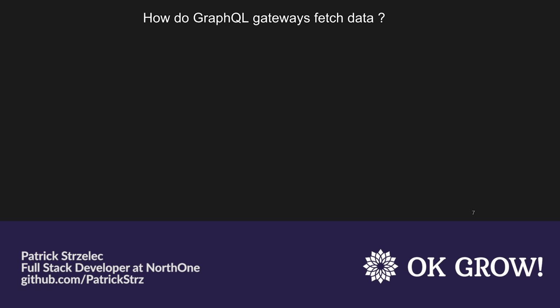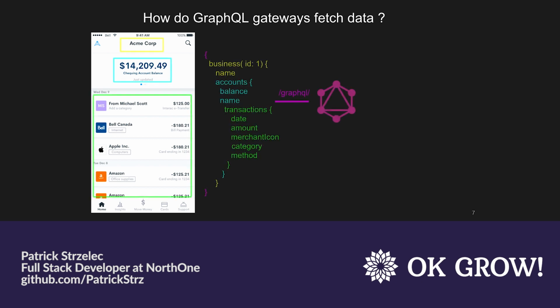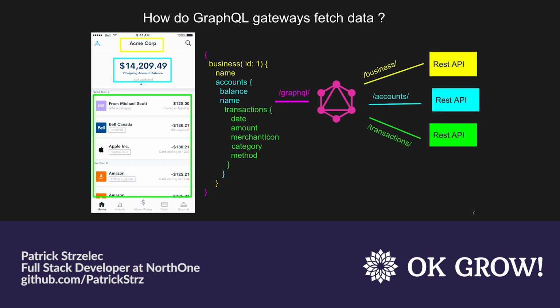So how do GraphQL gateways fetch data? If we start with this beautiful mock, this is our app actually, NorthOne. Typically, a developer will write a query that matches up with that mock, so you can see where the data is coming from in each case. And our GraphQL server will reach out to various endpoints. This is a case where we're using a bunch of REST APIs.